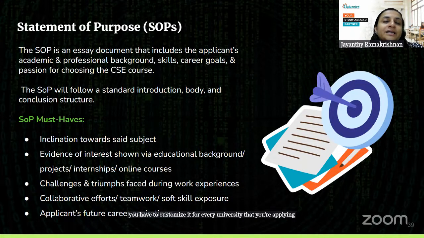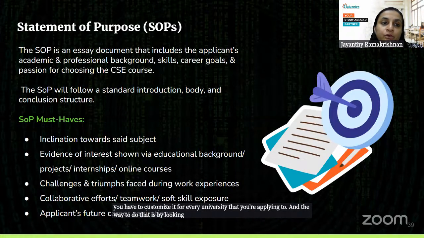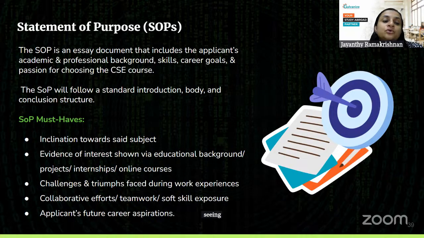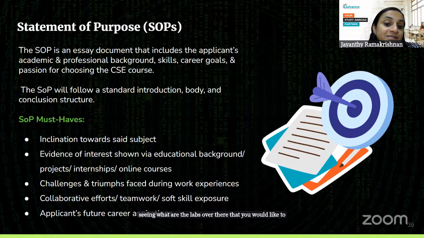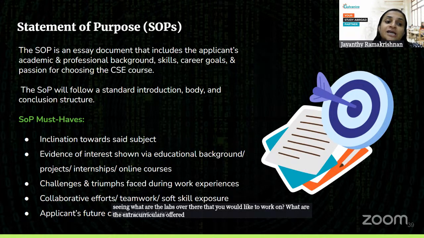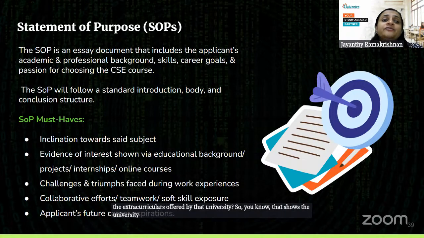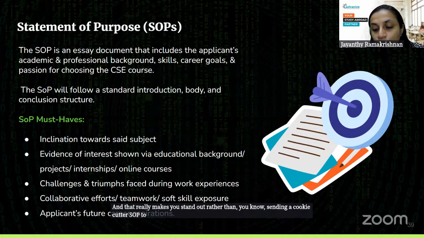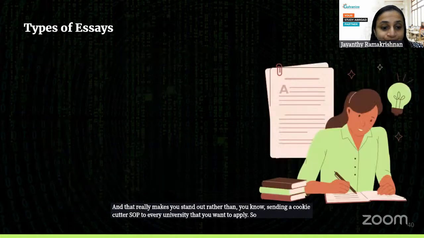And the way to do that is by looking at the research program, by looking at the program on that university's website, seeing which professors' work interests you, seeing what are the labs over there that you would like to work on, what are the extracurriculars offered by that university. So, that shows the university that you have taken the effort to do this research. You have taken the effort to look at their programs. And that really makes you stand out rather than sending a cookie cutter SOP to every university that you want to apply. So please don't do that.